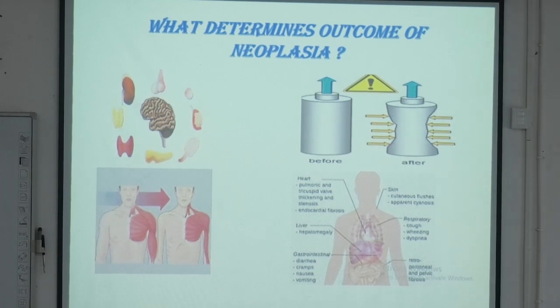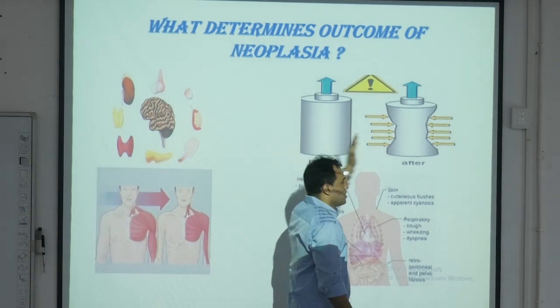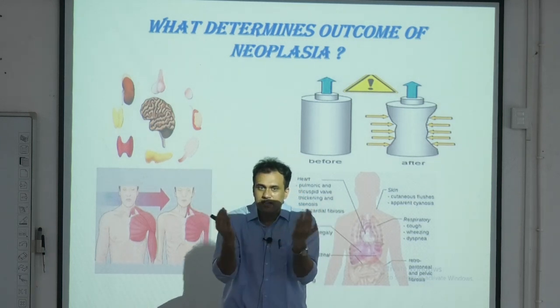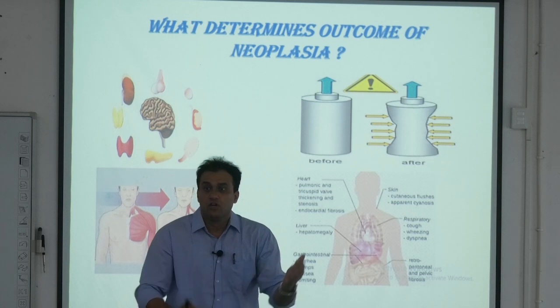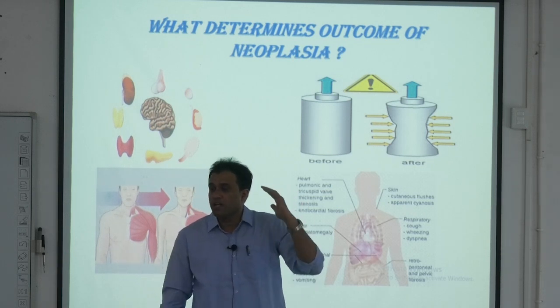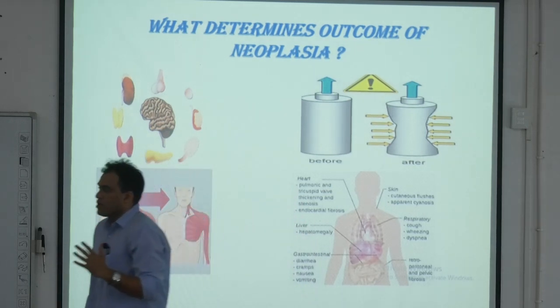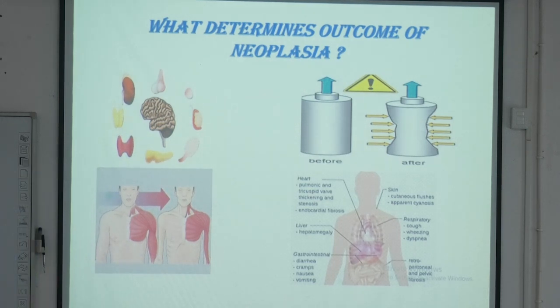Next one, before and after, what is this? This one is getting crushed. Why is it getting crushed? Because pressure is applied from both sides. So, a tumor can have pressure effects. Local and hormonal effects is one. Point number 2 is pressure effects.